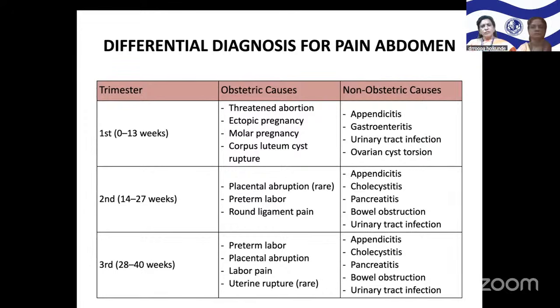According to the history of your patient, what is the probable cause of this abdominal pain, obstetric or non-obstetric? Ma'am, according to the history, it seems to be a non-obstetric cause because we have ruled out obstetric causes by asking about history of per vaginal bleeding and any micturition symptoms. So we suggest that it is a non-obstetric cause of pain abdomen.